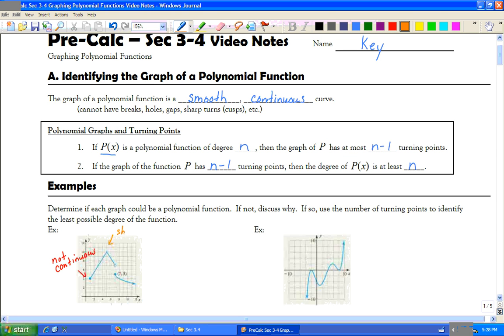This has a sharp turn, and you can see that this is a piecewise function that has an absolute value piece. Absolute value functions are not polynomial functions. And we can also see that this has a gap in the data. So that's a third no-no, which makes this not a polynomial.